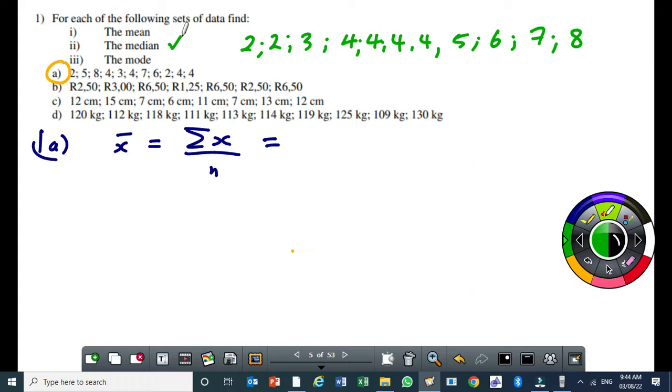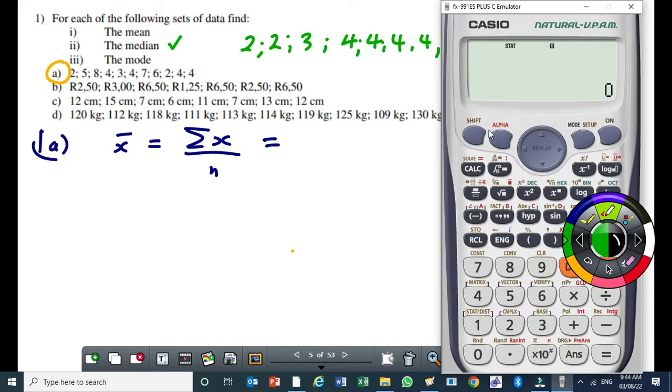If you want to calculate the mean, your calculator can give you the numerator here. You see this numerator, summation of x. So let's go to the calculator. Press shift. Can you pay attention, please? Do it as I am doing it. Press shift, then go to 1 where it says start. Then you press 1. Are you following?